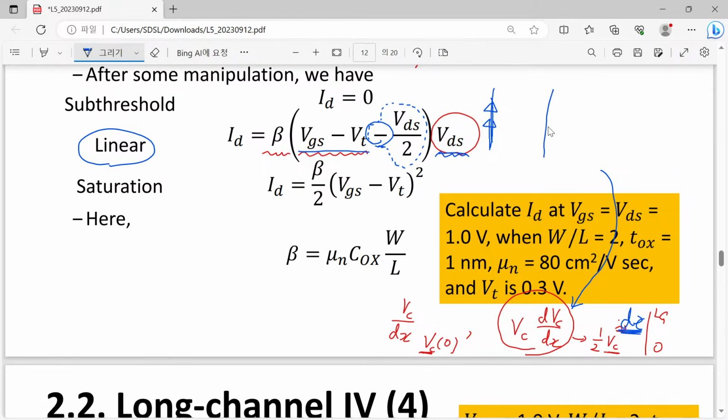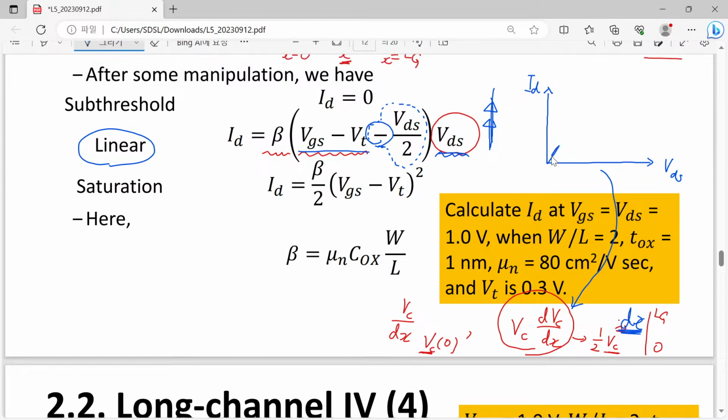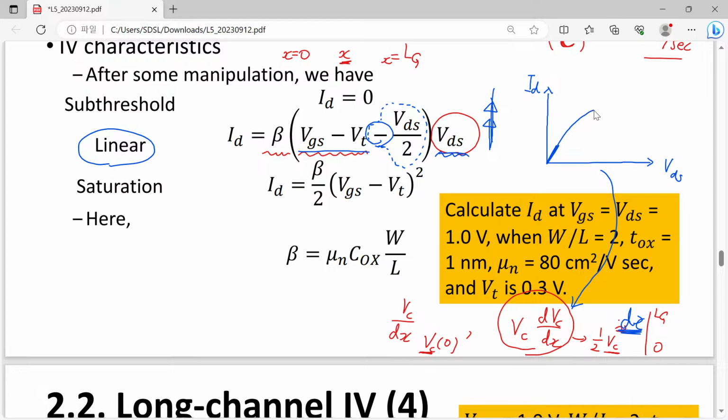Oh, sorry about that. This is important, so I have to make a beautiful graph here. VDS and ID following this linear mode expression, then we will have at first a straight line like behavior, but eventually this second order term will dominate. So we will eventually arrive at a certain point where we have no longer an increase in our drain current.